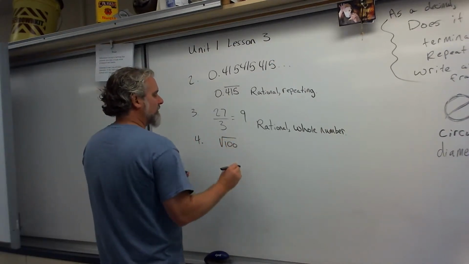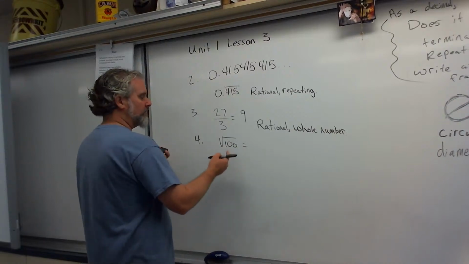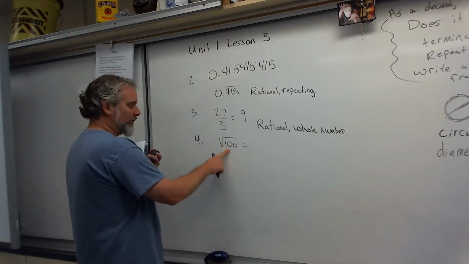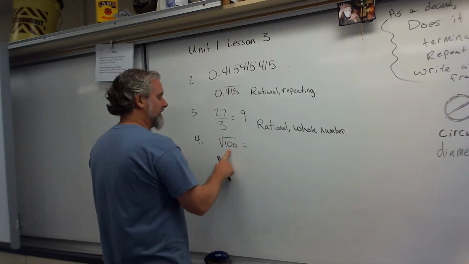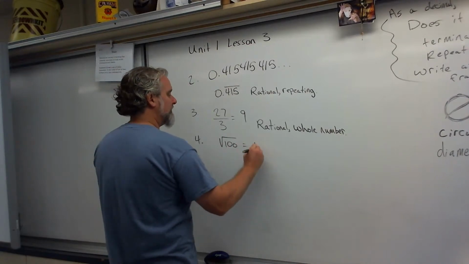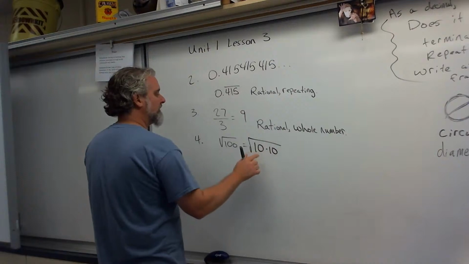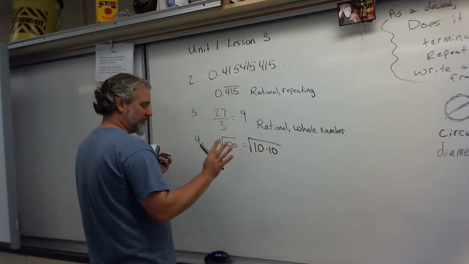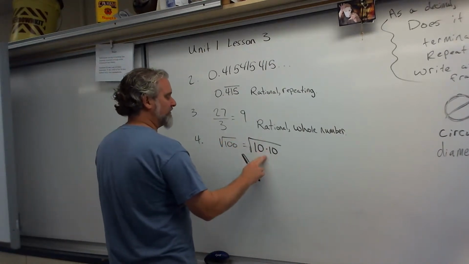Square root of 100. What number times itself makes 100? That's one way to look at it. Or ask yourself, is 100 a perfect square? And yes, it is. 10 times 10 is the same thing as this right here. So let me rephrase it. Square root of 100 is equal to the square root of 10 times 10.